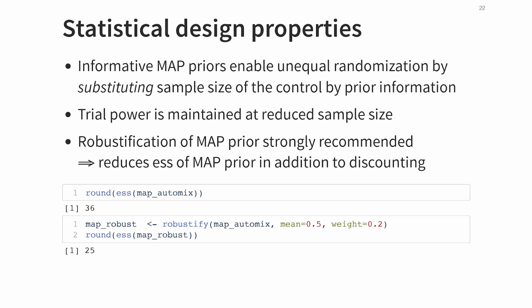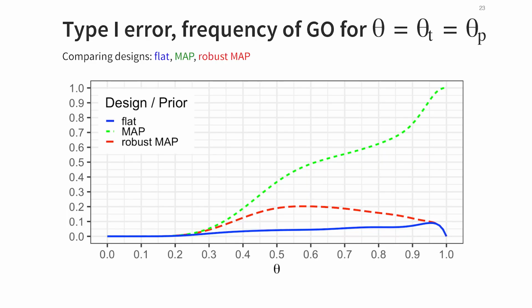So looking now at the type 1 error, the frequency of go whenever the rates are exactly the same in both groups. I compare here the flat design, which is unfair, which uses 24 versus 6 and uses an uninformative beta 1,1 prior.